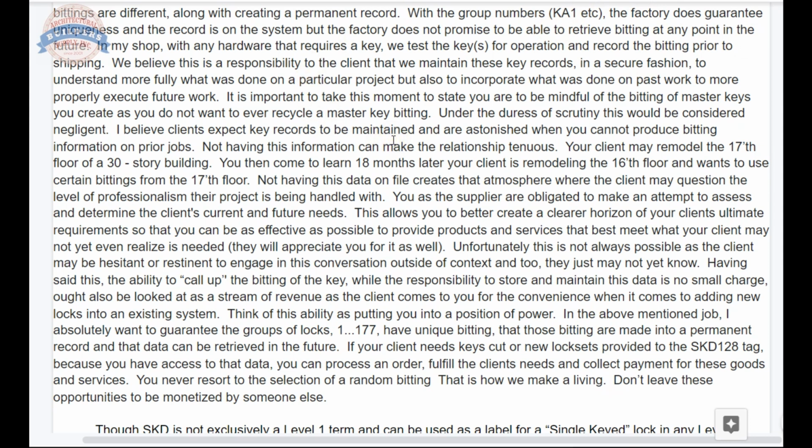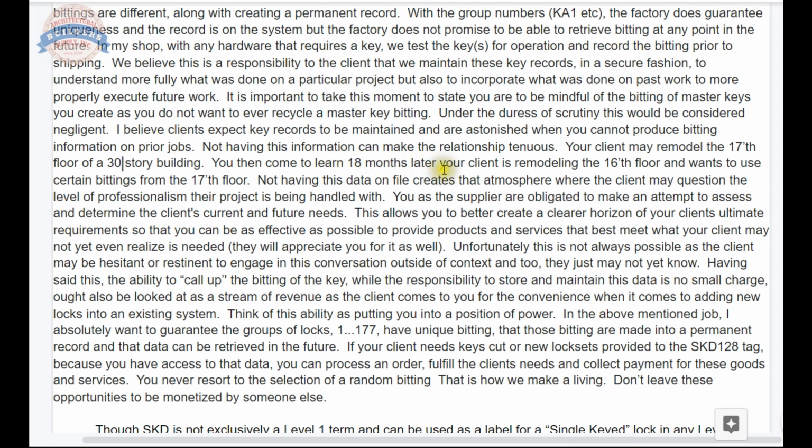I know that I've lost business because I've asked someone for their keying information and I just never saw them again. They got their locksmithing done elsewhere. Your client may remodel the 17th floor of a 30-story building. Then you come to find out 18 months later your client is remodeling the 16th floor and wants to use certain biddings from the 17th floor. And what's really occurring here is the tenant was always occupying the 16th and 17th floor, but they did it in 2 different phases.